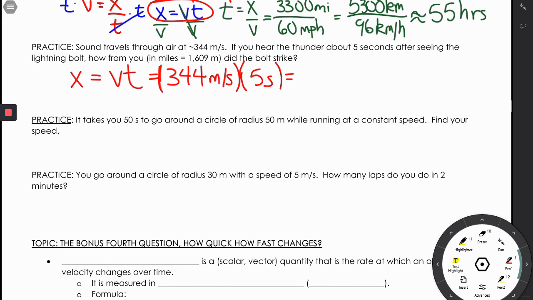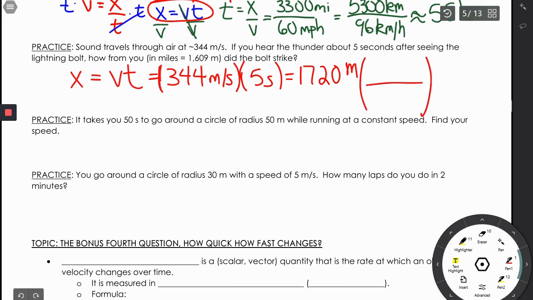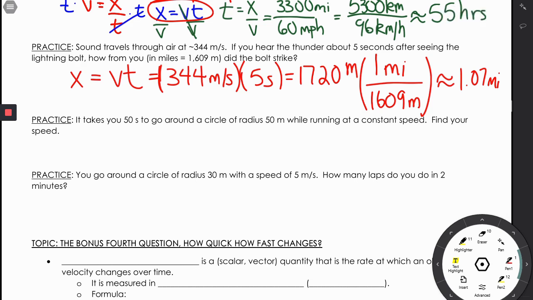So 344 times 5 gives you 1,720 meters, but we want it in miles, so we have to do a quick conversion factor. That gives us practice from that unit 0 stuff. So 1,609 meters is 1 mile. If you look at it, it's going to be just over 1 mile, about 1.07 miles. That's pretty close, just over 5,280 feet, probably about 5,500 feet. So that's not too far away.